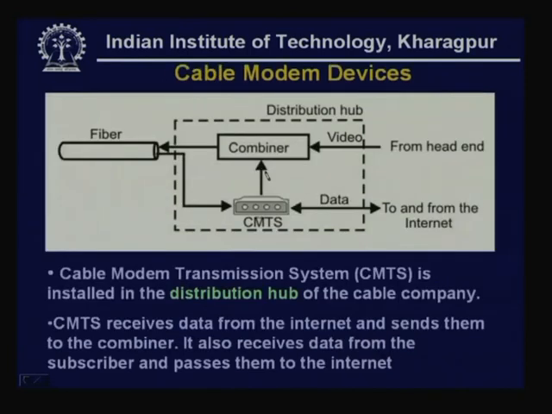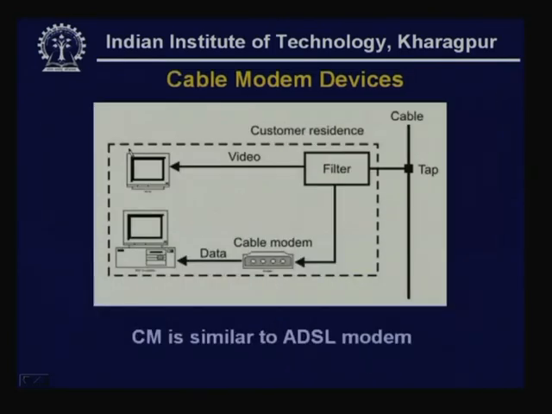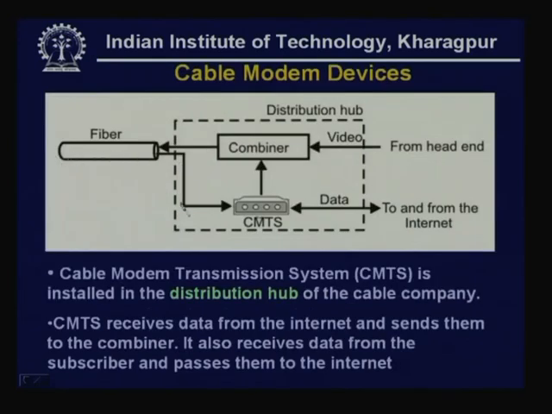Now, let us look at the system used in the distribution hub. The cable modem transmission system, or CMTS, is installed in the distribution hub of the cable company. Here we see the signal comes from the optical fiber. In the previous case it was essentially coaxial cable that goes to the residences, but here the optical fiber is going to the distribution hub, and from the distribution hub, as you can see, it is bidirectional, a pair of optical fibers where we have upstream and downstream fibers.